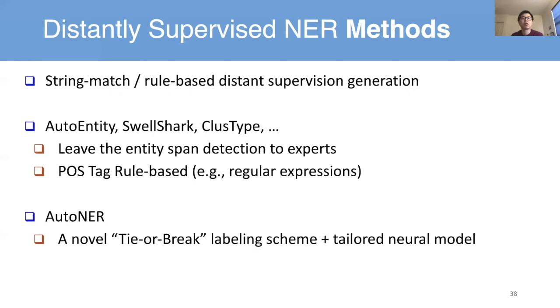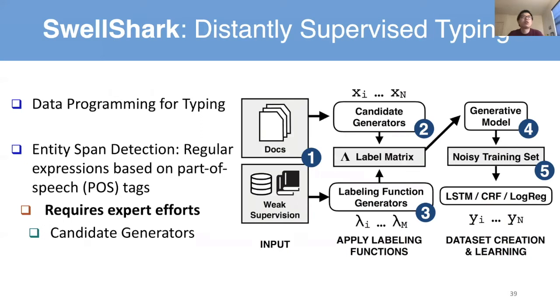And the last type of method is AutoNER. This is a method we propose to attack these NER problems as a whole, including where are the entities and what types are these entities. So let me introduce a little bit about the baseline SwellShark. This is a distantly supervised typing method. It uses the data programming techniques for entity typing. But what you need to know here is it requires human expert effort in the first step for this candidate generator. They are mostly regular expressions based on part-of-speech tags.